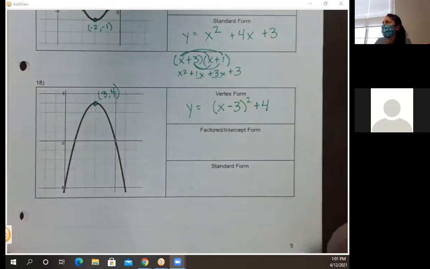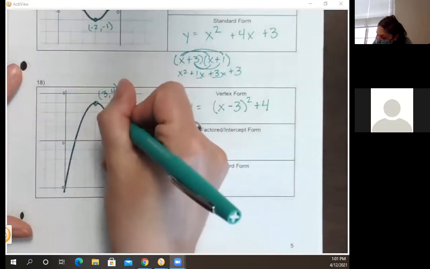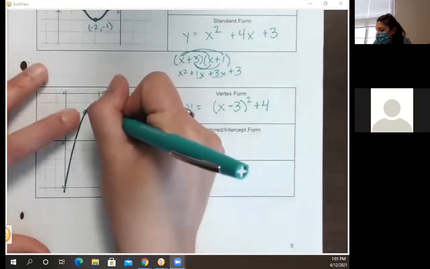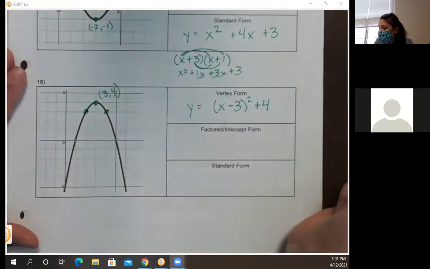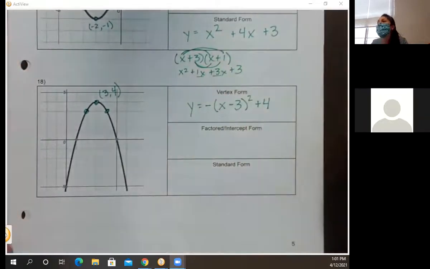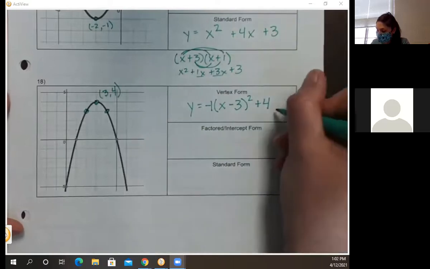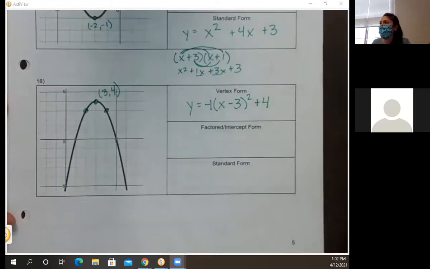And then the last thing I want to check is the shape of my graph, because that tells me about my lead coefficient. Okay. Remember in that last problem, we said we expect from the vertex to get to our next nice points to go up 1 and out 1. For this graph, to get to our next nice points, so here and here, we're going down 1 and out 1. Since we're going down, that means our lead coefficient needs to be negative. So you need a negative sign in front or a -1 if you'd rather. Since our parabola opens down, we need that negative in front. So there's our vertex form equation for this graph.